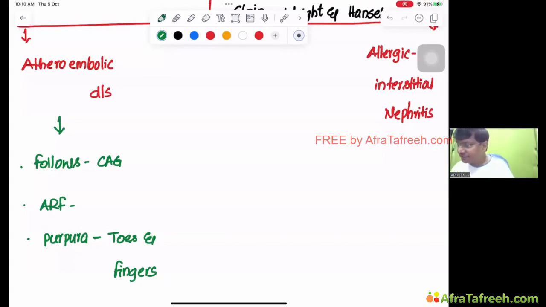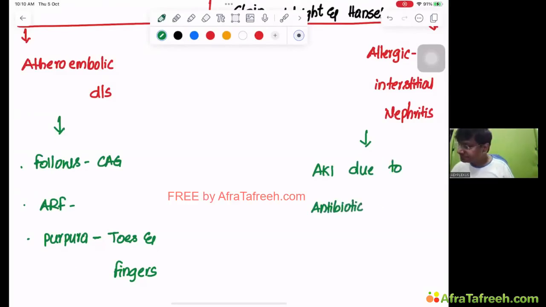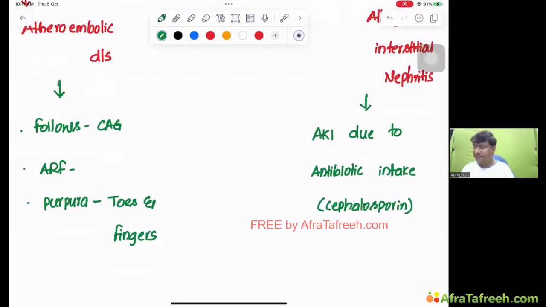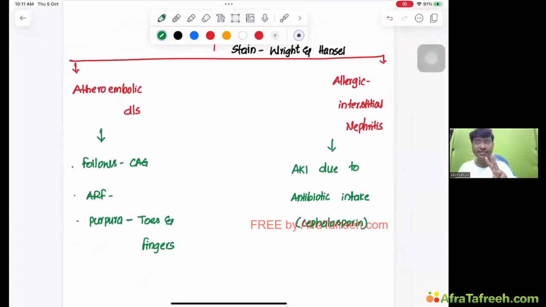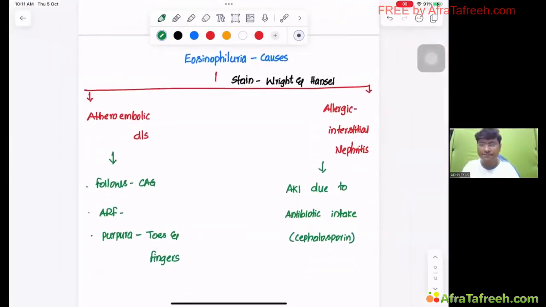Then allergic interstitial nephritis also has the presence of eosinophils in the urine sample, and it is acute kidney injury due to antibiotic intake. Right? And what is that particular antibiotic? For example, cephalosporin. Okay, so that is about the presence of eosinophils. Two conditions, atheroembolic disease and allergic interstitial nephritis, can have eosinophils in the urine.